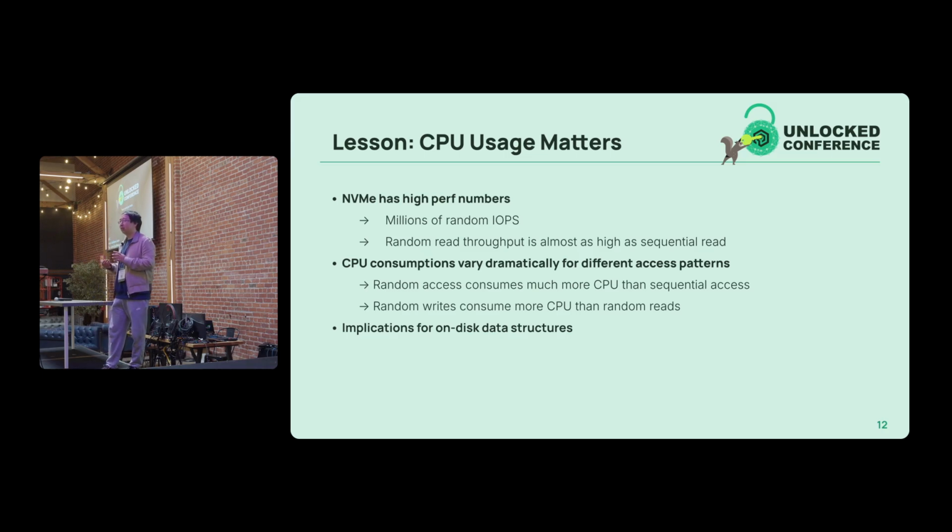For example, if you look at the NVMe devices, usually the spec says the random read throughput is very high, almost as close to the sequential reads. But actually, it's going to cost much, much more CPU resource for the random reads to achieve that number. And similarly, the random writes are going to cost much more CPU usage than the random reads. So we need to take that factor into consideration when we design our storage engines or systems, because it determines what data structures and what algorithms you want to use.